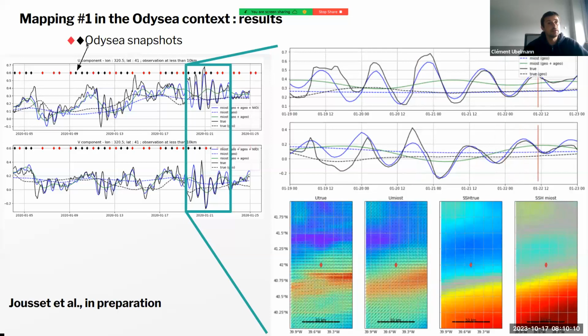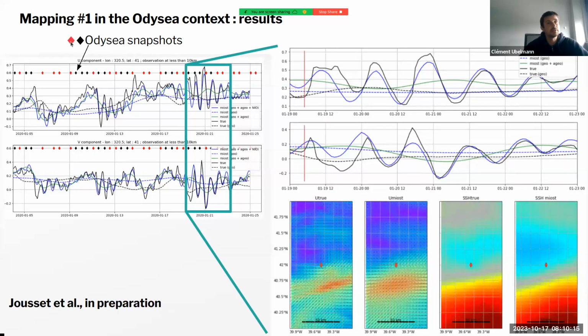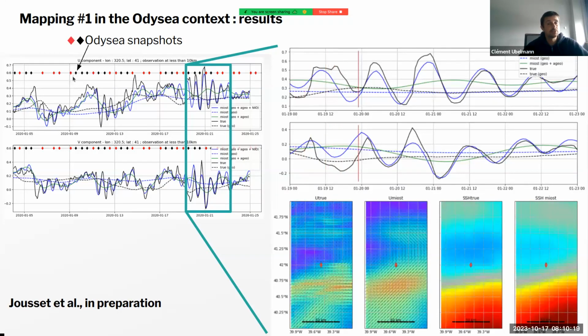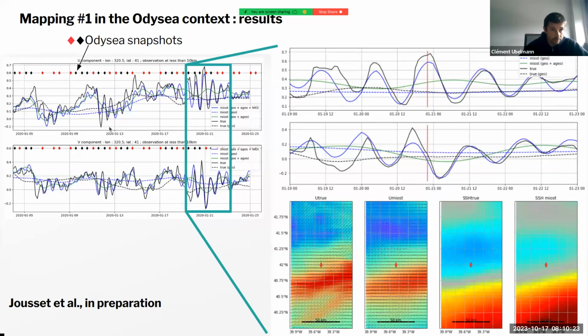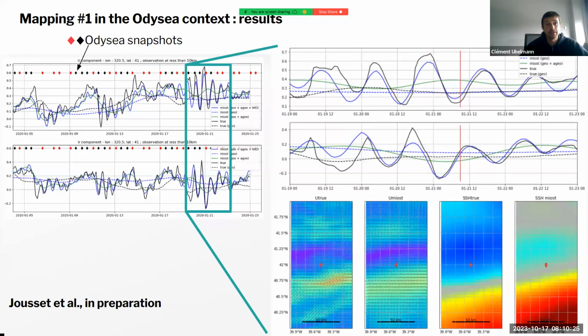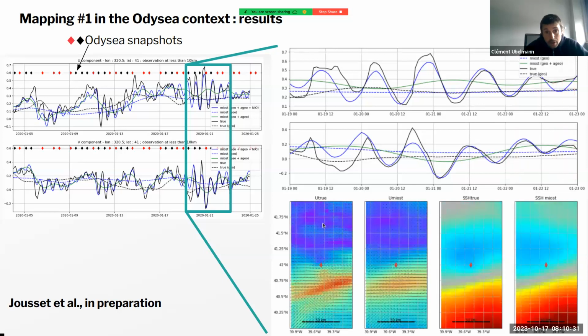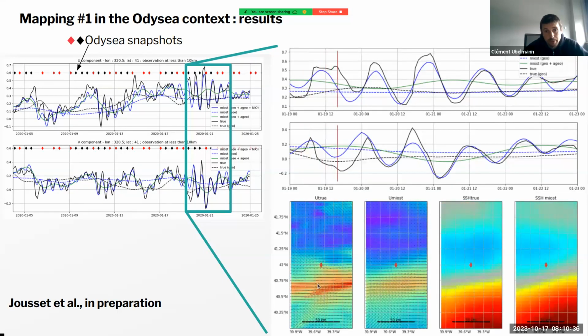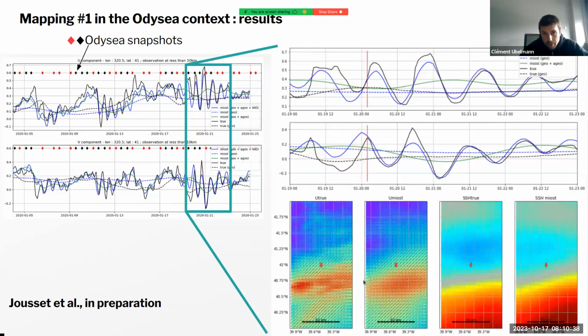Also, these little rectangles here in red and black represent the time revisits of Odyssey, typically twice a day. And in blue here is the reconstruction with the NIO modes, the reconstruction of the total surface current. You can see on the animation here at the bottom the ground truth velocity on the bottom left compared with the reconstruction here.